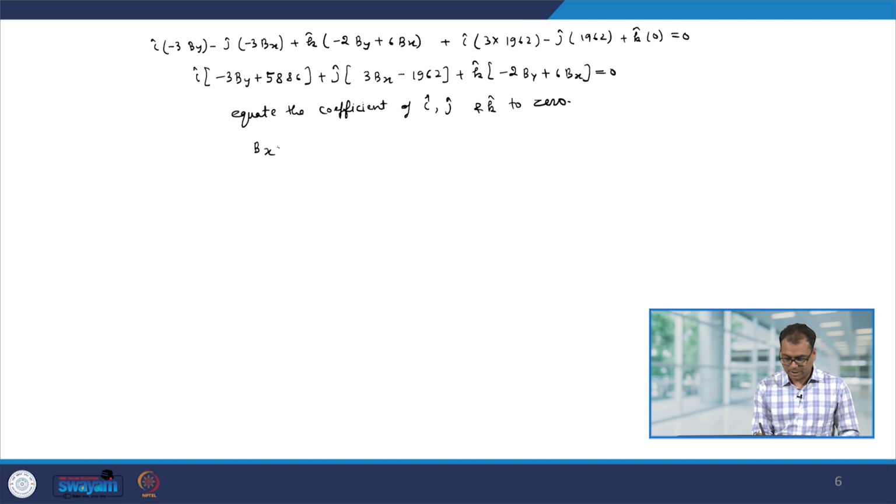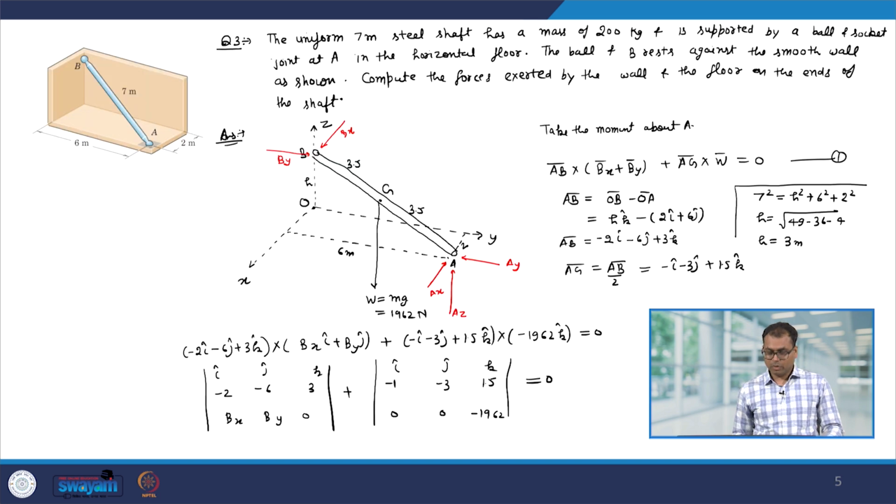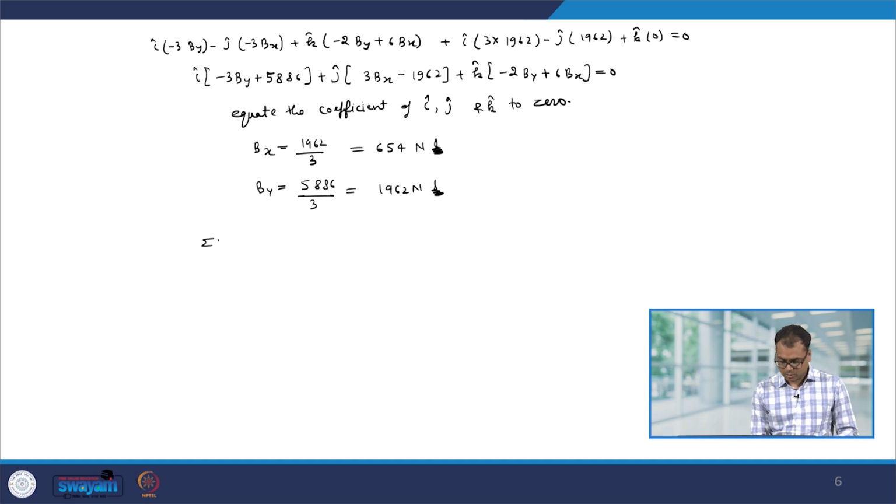So, we get BX equal to 1962 divided by 3, this is 654 Newton, and we have BY equal to 5886 divided by 3, and this gives you BY equal to 1962 Newton. So, now we got what is BX and what is BY. Now we can use the force equation along the x, y and z direction. If I use summation fx equal to 0, I will get the value of ax.